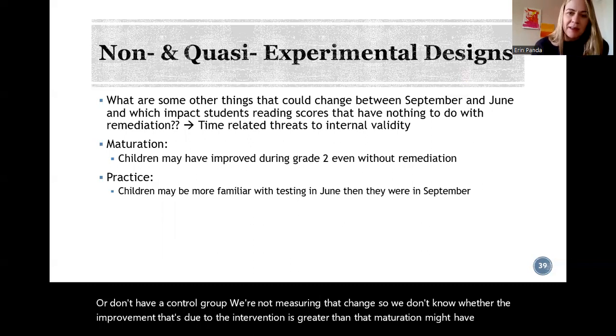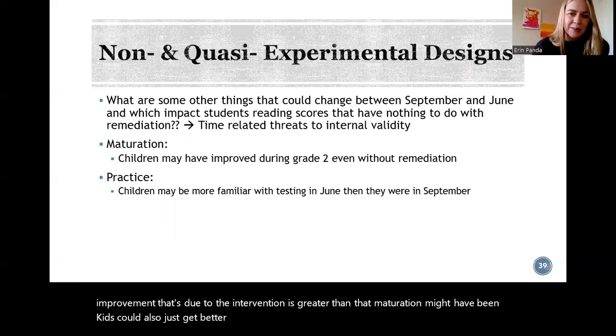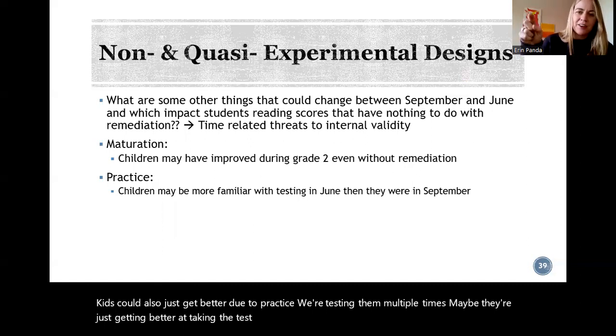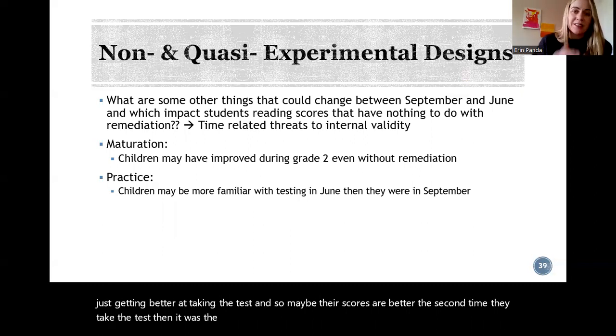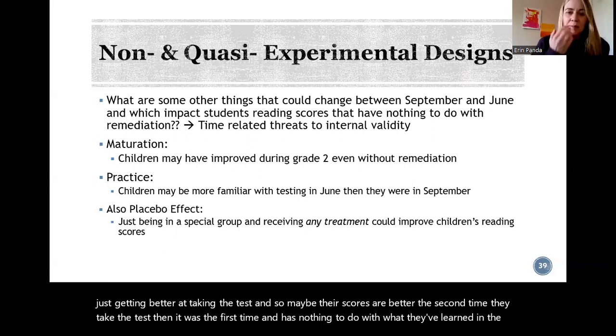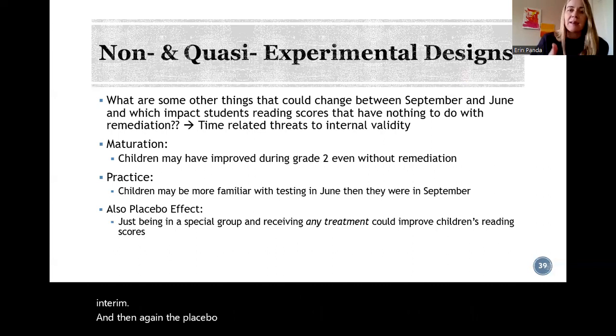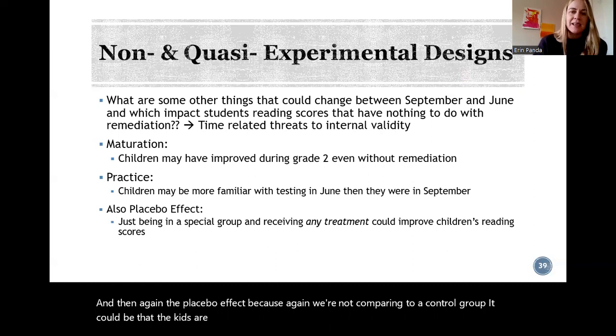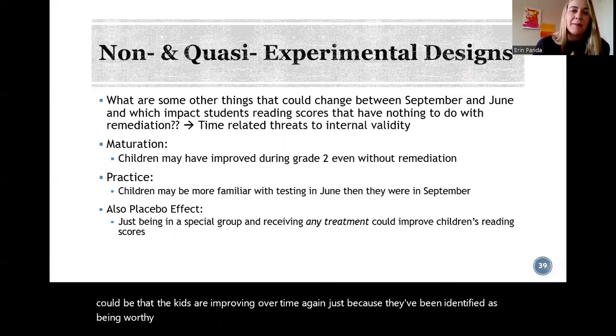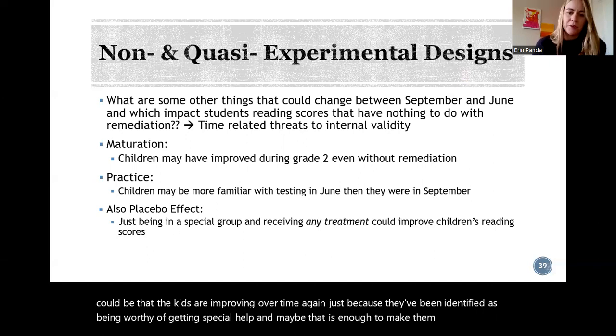Kids could also just get better due to practice. We're testing them multiple times. Maybe they're just getting better at taking the test. And so maybe their scores are better the second time they take the test than the first time, and it has nothing to do with what they've learned in the interim. And then again, the placebo effect, because again, we're not comparing to a control group. It could be that the kids are improving over time just because they've been identified as being worthy of getting special help, and maybe that is enough to make them want to try harder to improve.